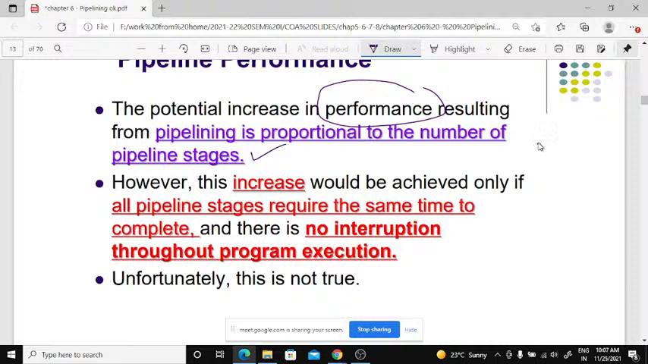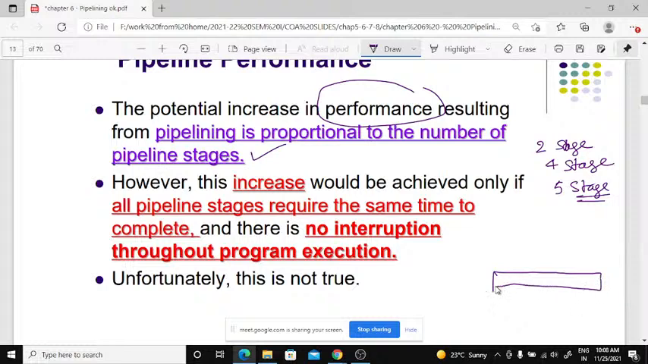As yesterday we discussed, there are 2-stage pipeline, 4-stage pipeline, 5-stage pipeline. To execute one instruction, it will pass through all the phases, all the stages: 1 2 3 4 5. Here the input, the instruction execution is started, and it will pass through these stages. How many stages are there? 5 stages. So this is a 5-stage pipeline, right?